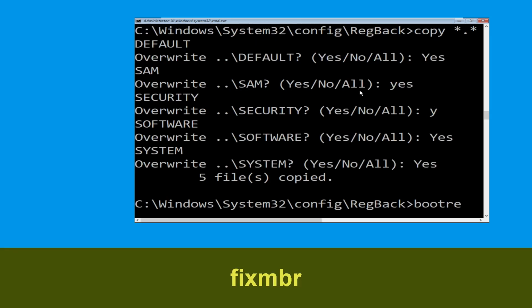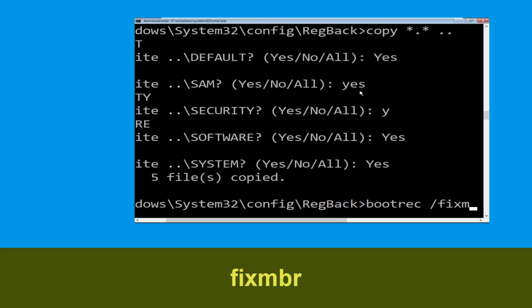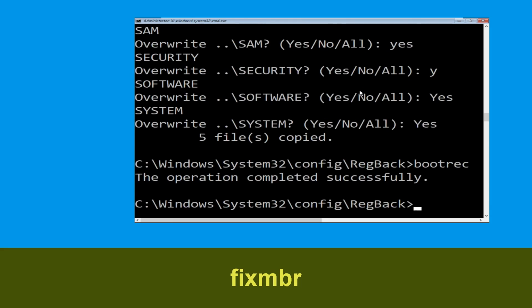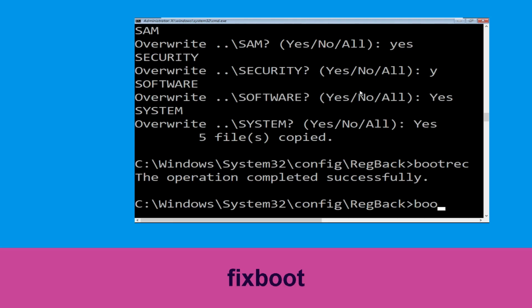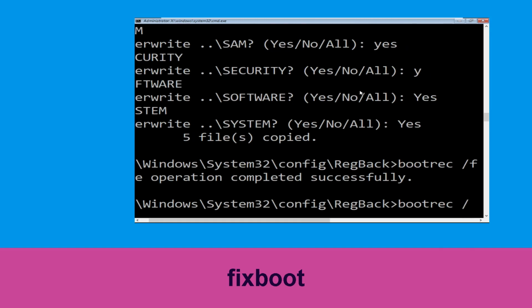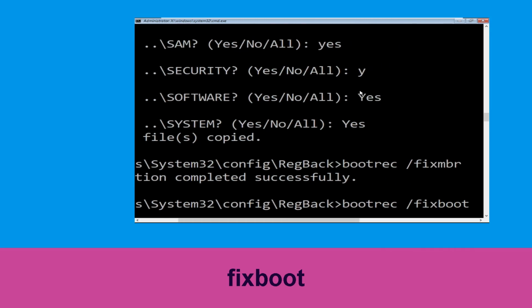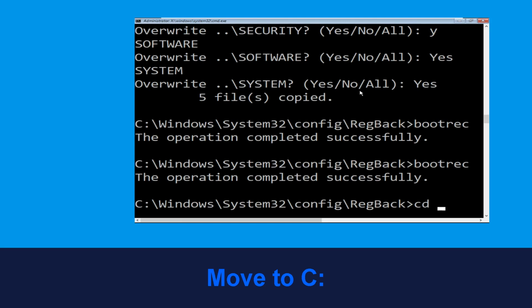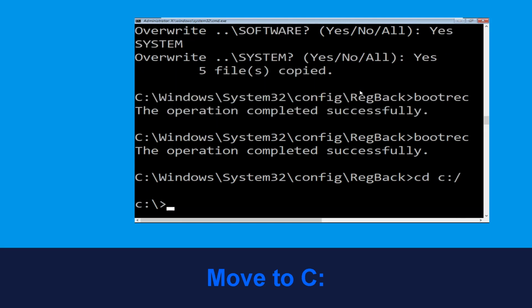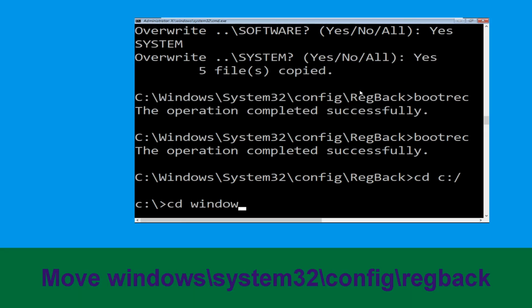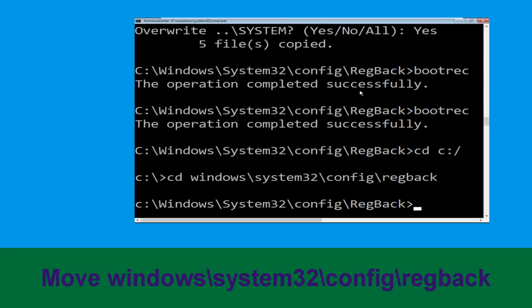Now execute this command. Type bootrec space /fixmbr and simply hit enter. Type bootrec space /fixboot and hit enter. Now type in cd space c: and simply hit enter to execute the command. Now type this command cd space Windows/system32/config/regback and simply hit enter to execute the command.